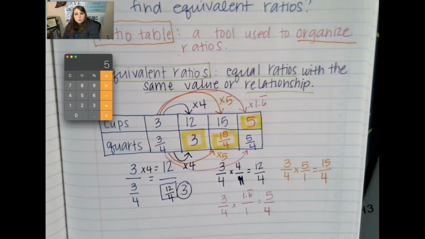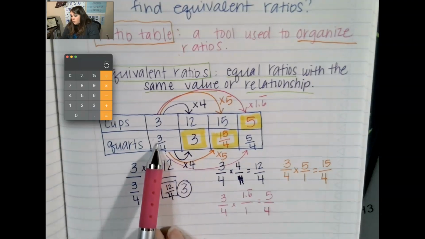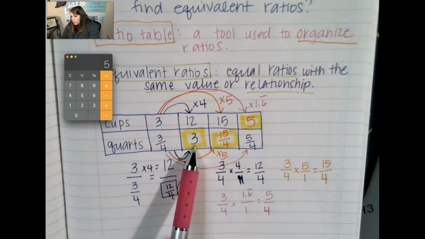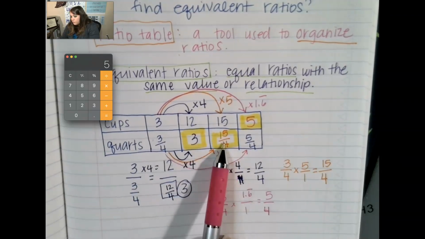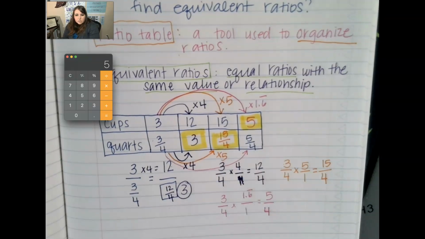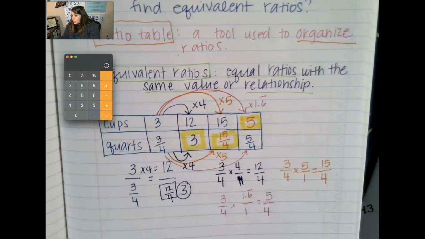So I've used the multiplicative relationship to make equivalent fractions. 3/4 is equal to 12 over 16, 15 over 20, and 5/4. All of those, each one of these is equivalent. Okay, let's do another example.